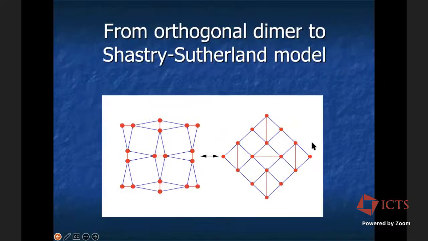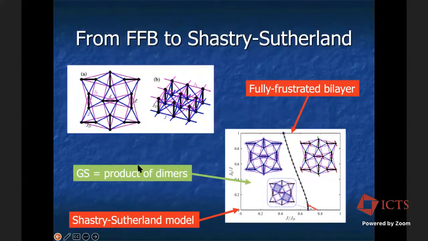This model is known as the Shastry-Sutherland model, because by pulling, we can end up with a square lattice with some diagonal coupling that was introduced in 1981 by Shastry and Sutherland as a model where we have a product of dimers. And the connection between this model and the fully frustrated model is the following.